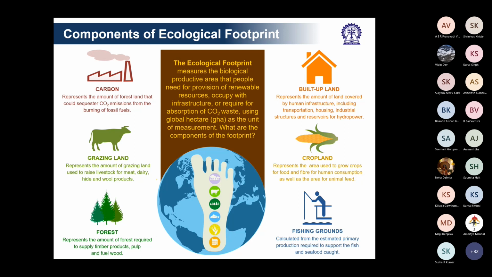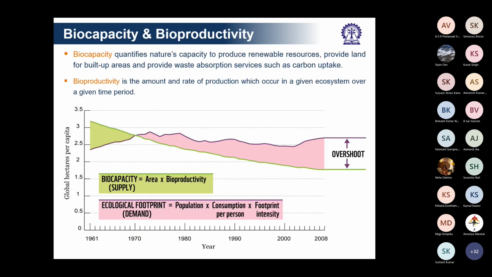Now, in order to understand the ecological footprint, we need to understand these next 2 concepts, which are called biocapacity and bioproductivity. So now, what is biocapacity? Biocapacity is basically the productive area that can renew and provide resources.